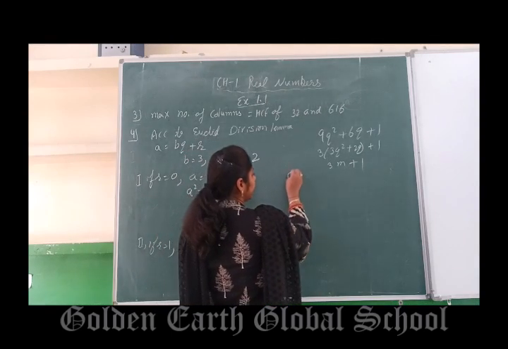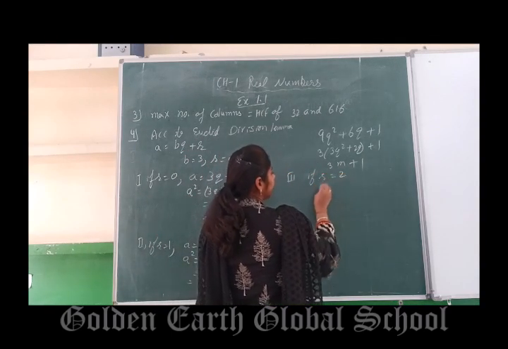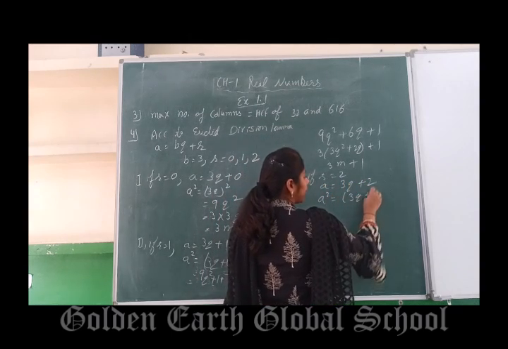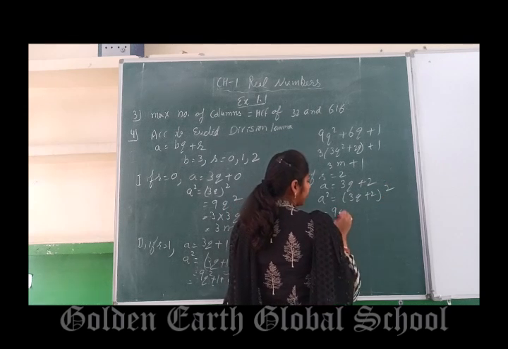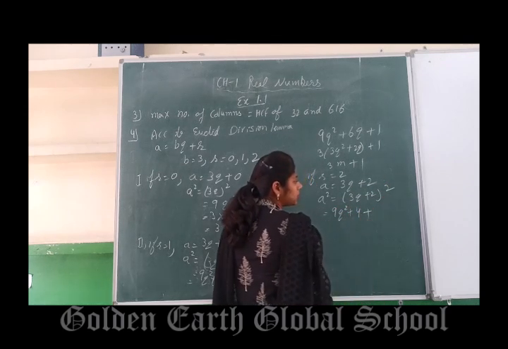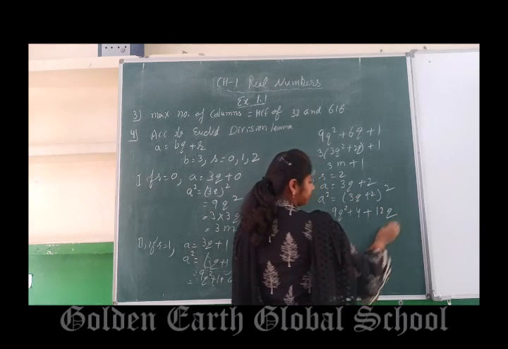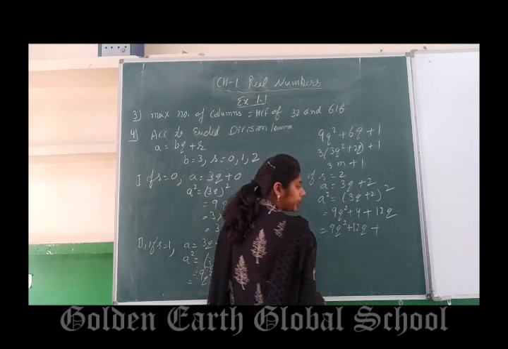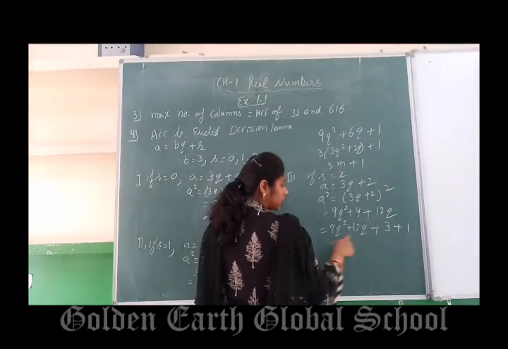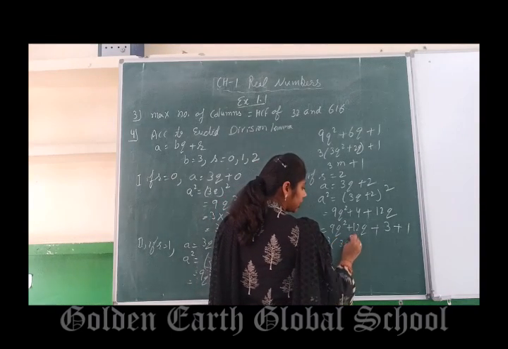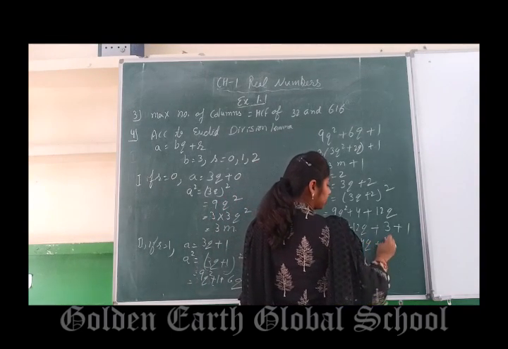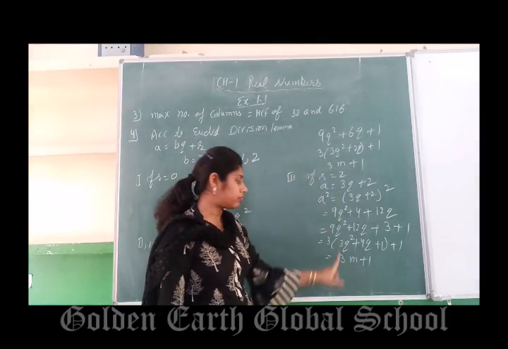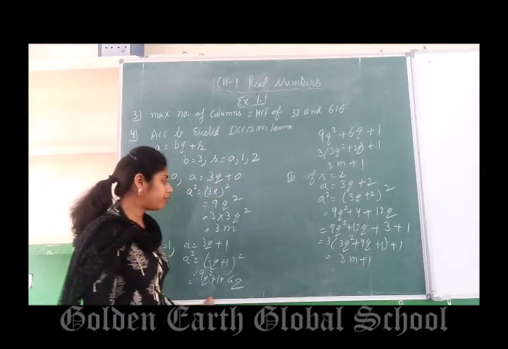Similarly, third case, if r is equal to 2, then a will be 3q plus 2. Again we will do squaring. Apply the identity. 9q square plus 4 plus 2 2s are 4, 3s are 12, so 9q square plus 12q. 4 can be written as 3 plus 1. Take 3 common from the first 3 terms. 3q square plus 4q plus 1. So it will become 3m plus 1. Again, the square of the number is of the form 3m plus 1. So that is what we have to prove.